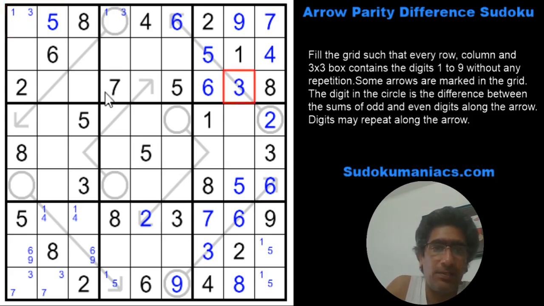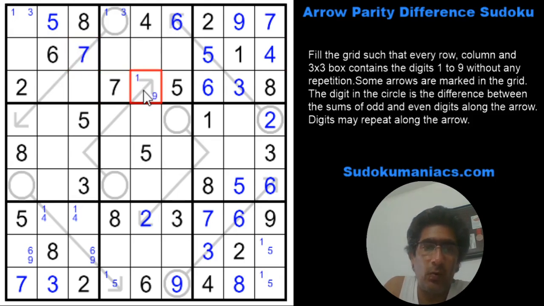Coming back to classic rules, 3 cannot be in these two, and this 3 cannot be here. So the 3 is locked in column 1, which makes this a 7, and this becomes my 3. And by classic rules, that's my 7. 4 is locked here, so this has to be a 1 and a 9. 1, 4, 9.